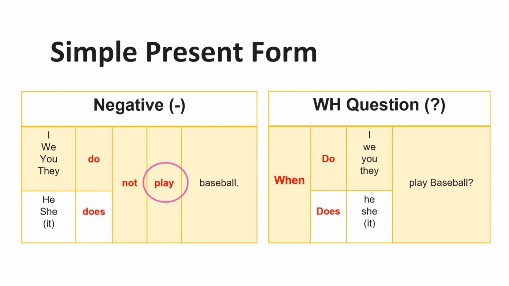And for WH questions, the difference is that we have a WH question word at the beginning, and then we have the auxiliary, and then the subject, and then the verb, the simple form of the verb, plus the rest of the sentence. So when do you play baseball? The answer would be a time here, for example, on Sundays. Or when does he play baseball?